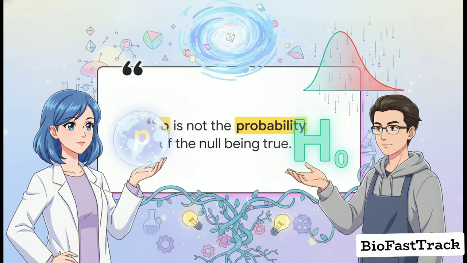Whoa, let me stop you right there, because this is probably the single most misunderstood concept in all of lab science. P is not the probability of the null hypothesis being true. So the totally crucial point here is that a p-value of 0.05 does not mean there's a 5% chance the null hypothesis is correct. It actually means that if the null hypothesis were entirely true, there is less than a 5% probability of obtaining the exact data you just collected. It is a subtle but absolutely massive difference in how we view truth in science.